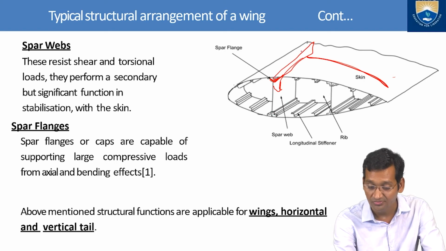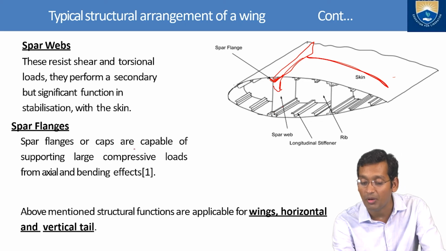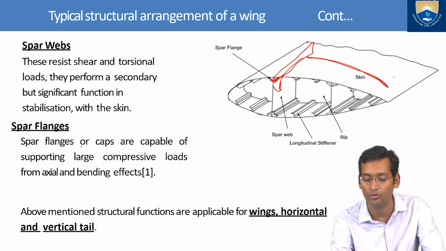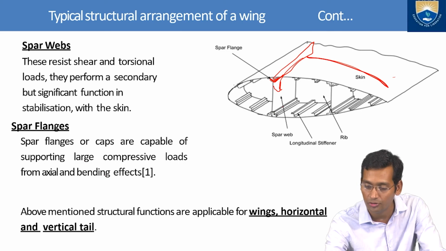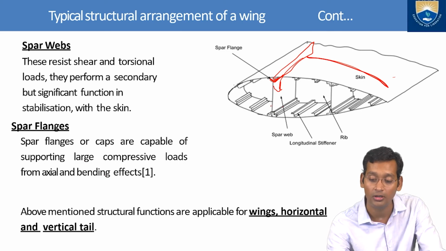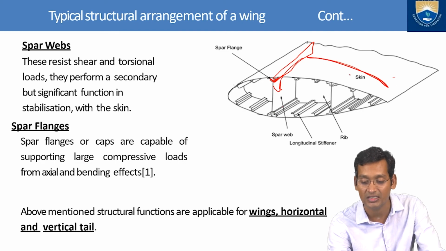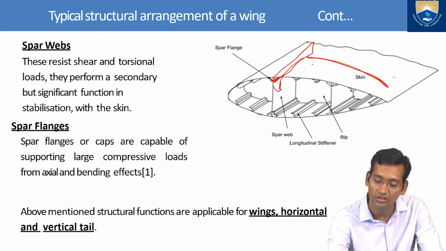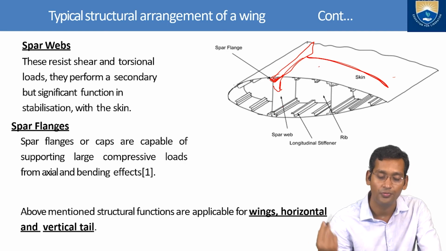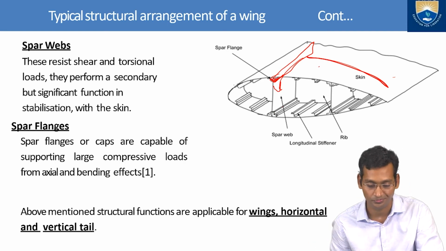Okay. So spar flanges or caps are capable of supporting large compressive load from axial and bending. So this also is first thing supported by this one. Second, their work is that it's not allowing the skin to bend. Okay. So that's why the load is transferring from the skin to the spar flanges.